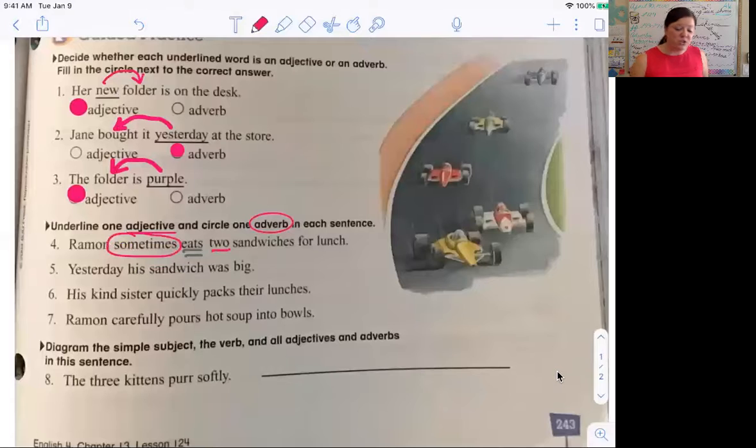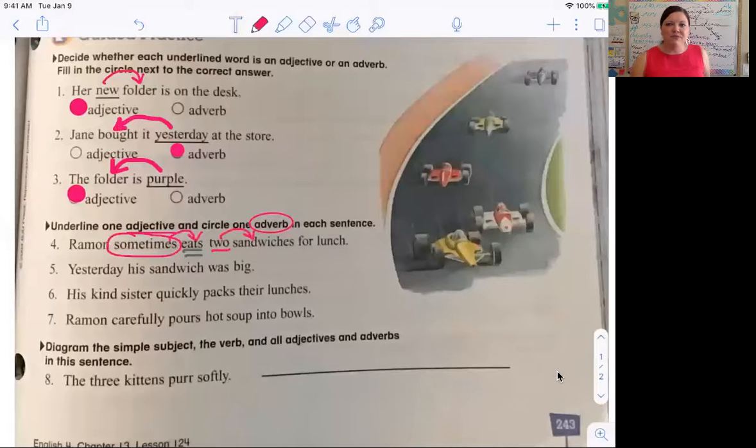If you'd like to do so, you can even draw your arrows like I did for the first section to show that sometimes it's describing eats and 2 is describing sandwiches. Let's move on to number 5. Yesterday, his sandwich was big.